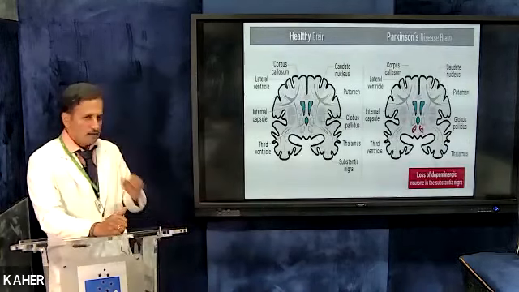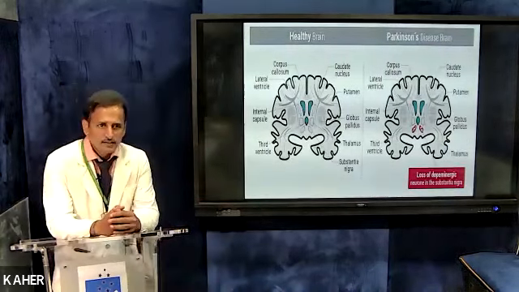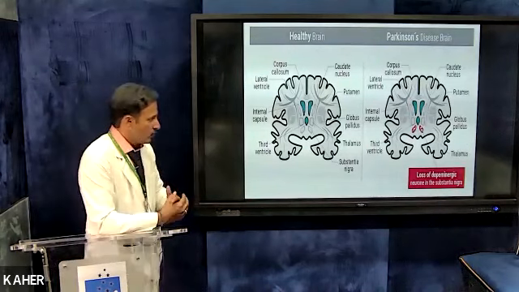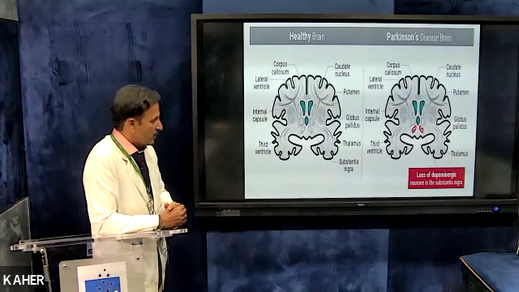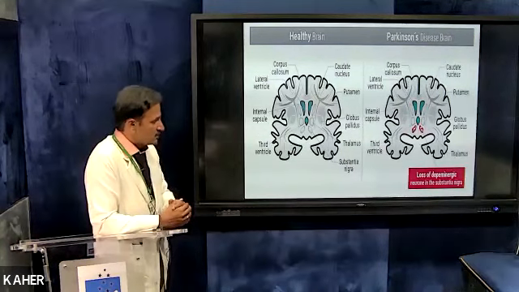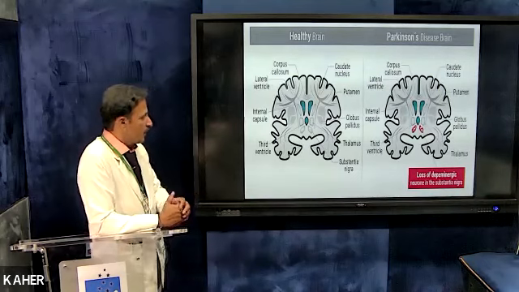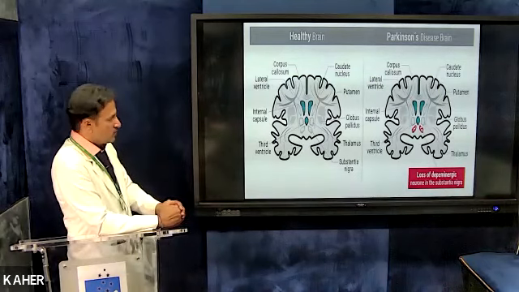Here you can see the healthy brain, and in Parkinsonism disorder there is a loss of dopaminergic neurons, especially in the substantia nigra pars compacta. You can see the difference between the healthy brain and the Parkinsonism disorder brain.